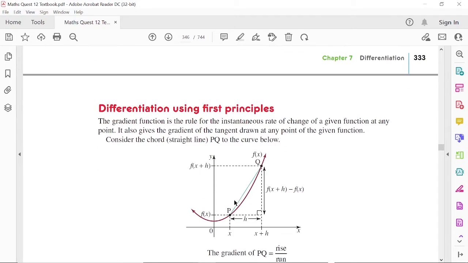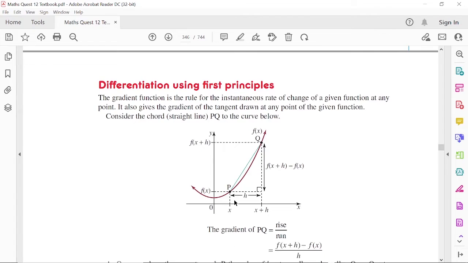Okay, so there won't really be much in the way of questions associated with those sort of things. We more looked at that last year. But it does lead on to differentiation from first principles.